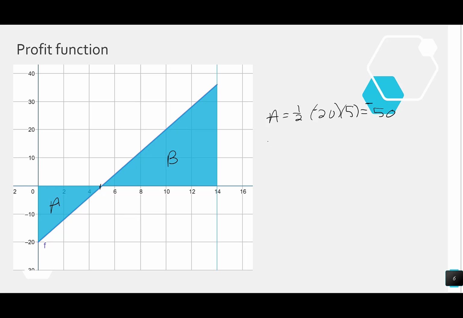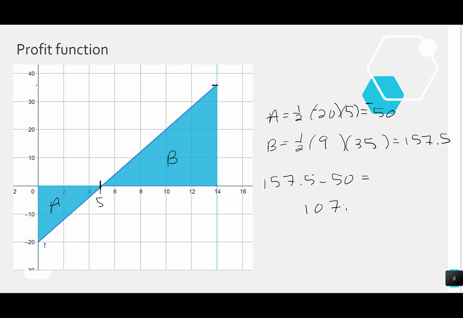Then to do B, think about, I'm starting at 5 and I'm going to 14, so that's 9. So I have 1/2 of 9. And then the height, we're going to guess and we're going to say that's 35. So this gives us 157.5. Now remember, to get the total profit, we're going to put those together. So I have 157.5 minus 50, and that's going to give me 107.5. So just like the one we looked at with Apple earlier, we put the negative along with the positive to get our net all together.